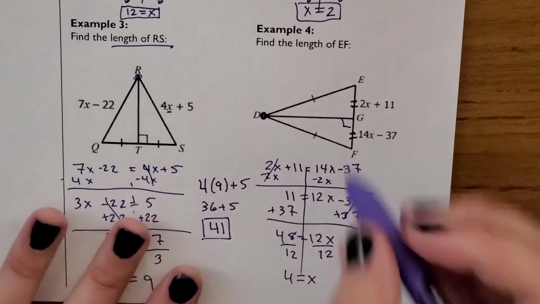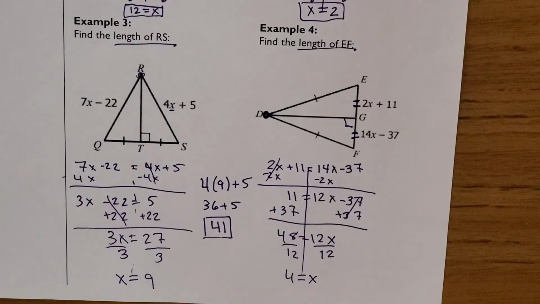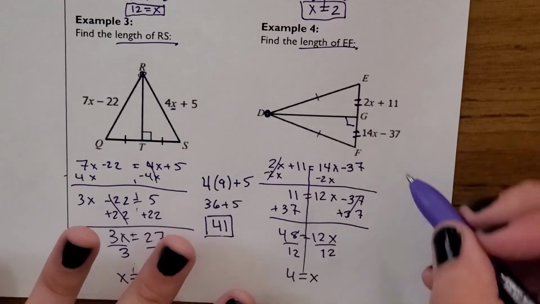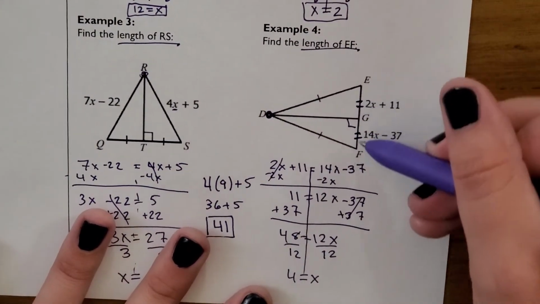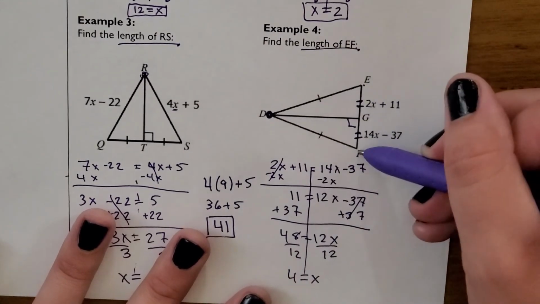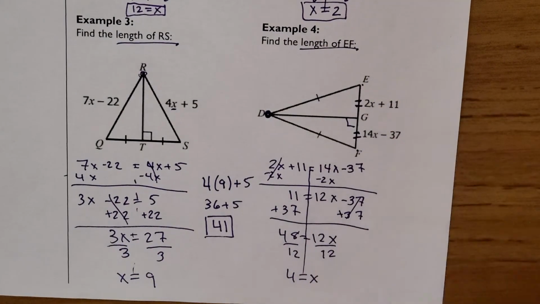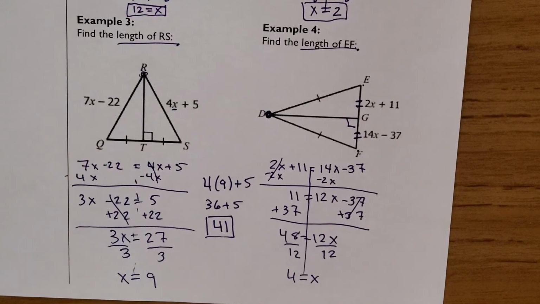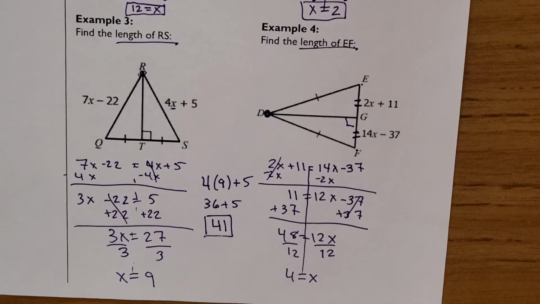Yet again, if you were to go and box that in, you would be wrong because it doesn't say find x, it says find the length of EF. EF in this case is the whole thing, E to F. So you have a couple choices. You could add these two equations together and plug it into that. Get 16x minus 26 and add it into that.